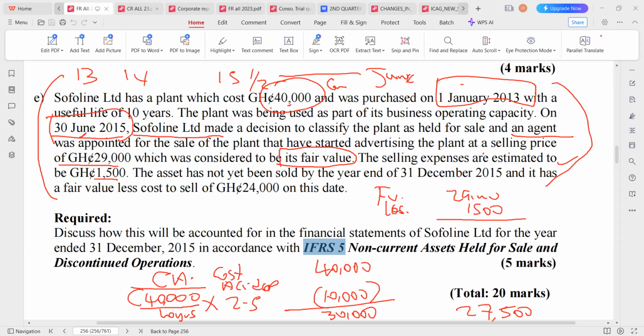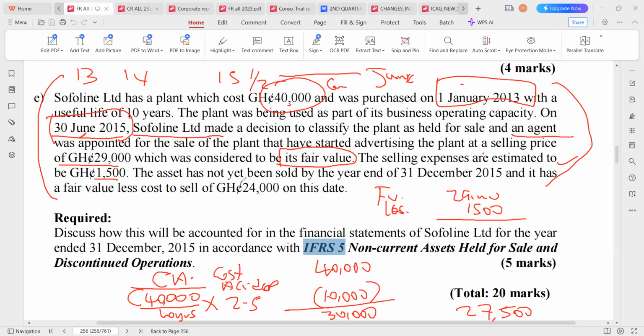I want you to feel happy. Some of the questions, after you pass, you feel happy that the question will be anything, but remember many of it.